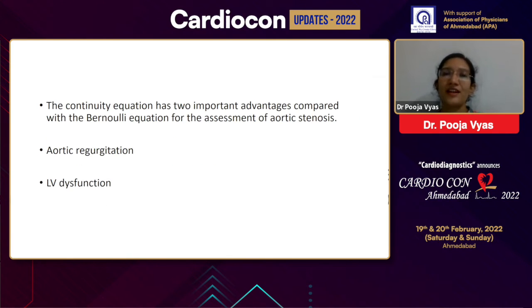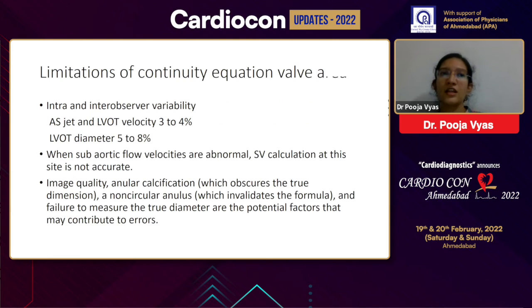And the continuity equation has two important advantages as compared to Bernoulli's equation. One is, if there is coexistent aortic regurgitation, Bernoulli's equation will overestimate the aortic stenosis, while the continuity equation will not have that effect on it. And similarly, with LV dysfunction, there will be reduction in the stroke volume, and so Bernoulli's equation will show underestimation of the aortic stenosis, while that will not occur with the continuity equation. So there are some limitations of continuity equations too.